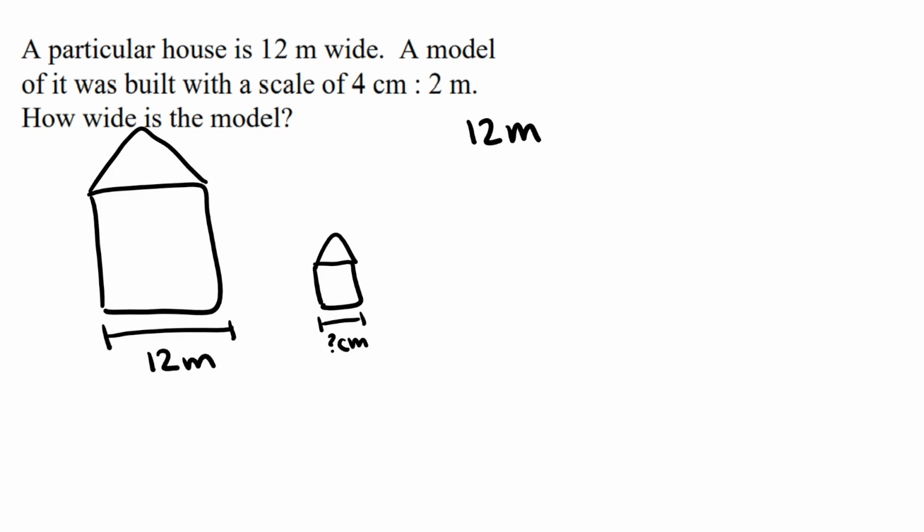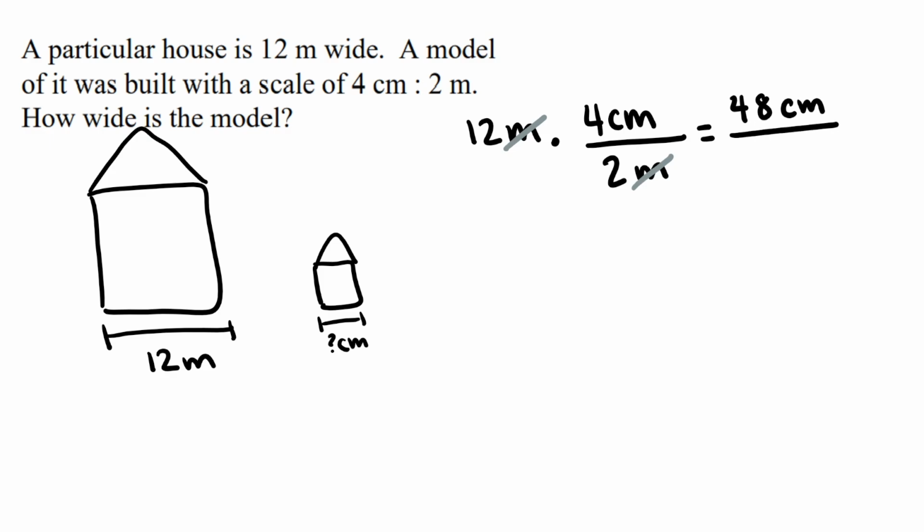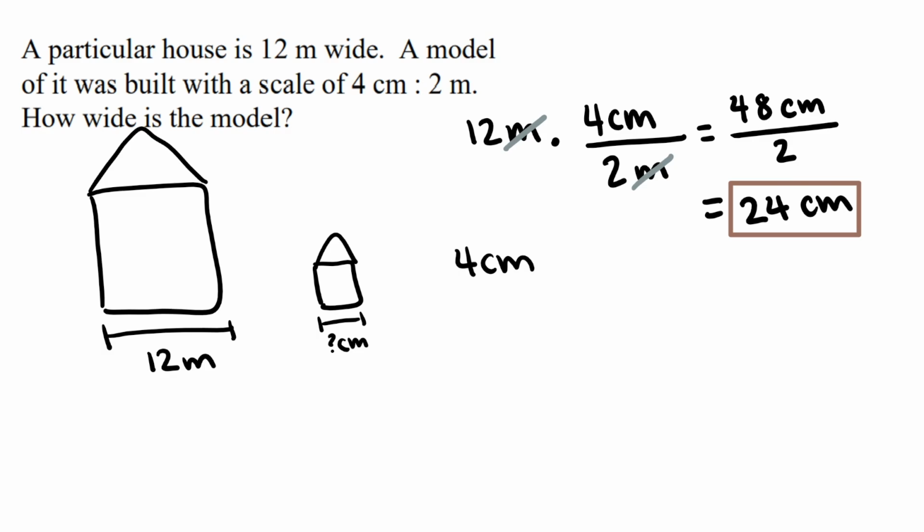We have 12 meters. We're going to multiply that by 4 centimeters on top because we need centimeters, and 2 meters on the bottom because we want to cancel our meters. 12 times 4 is 48 centimeters over 2, which is equal to 24 centimeters. So our model home is 24 centimeters wide. When we set up our proportion, we'll do 4 centimeters over 2 meters equals x centimeters over 12 meters.